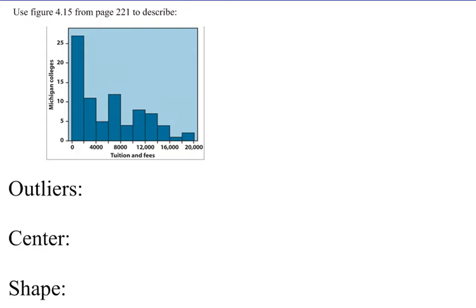When I look for my outliers, I'm not seeing anything. If I had all of a sudden a 50,000 over here, and there was one, I could argue that looks like an outlier. I don't have anything that looks like that, so I'm going to say that I don't see any outliers in this graph.